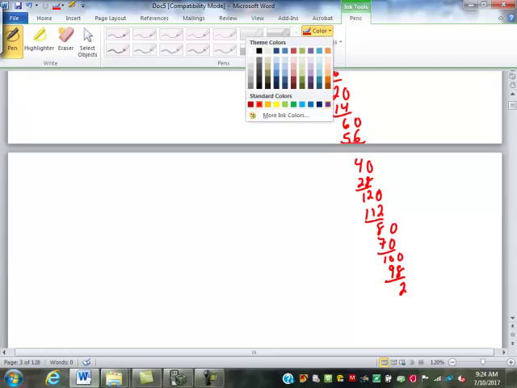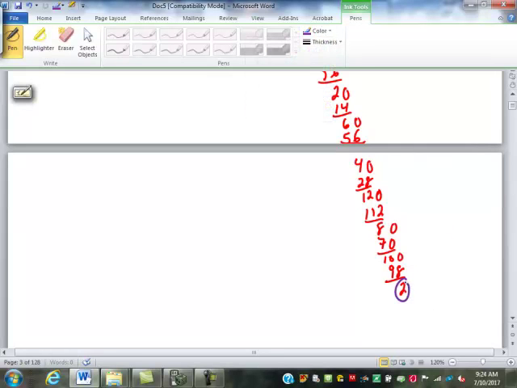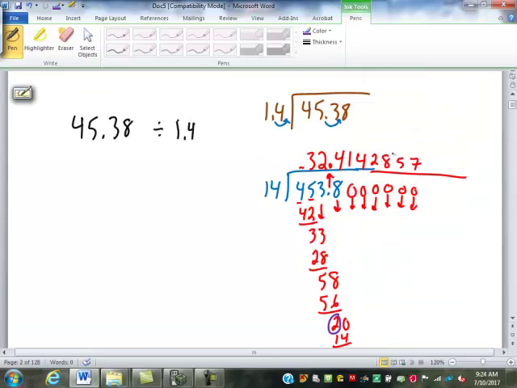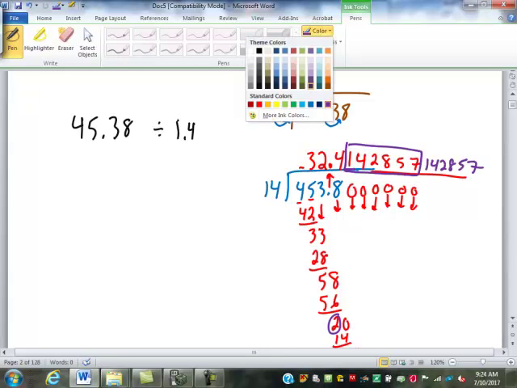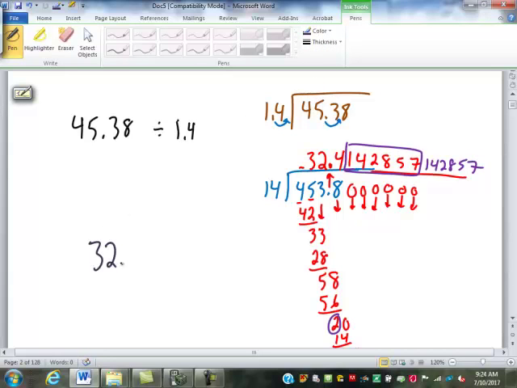Now at this point, I see there was 2 left over, and way up here there was 2 left over. So it's going to be 20, and then it's going to be 20 again. So it's going to start over. That 20 is what gave us this 1 here. So these digits are going to repeat over and over again. So the solution there is 32.4 and then 142,857 with those repeating.